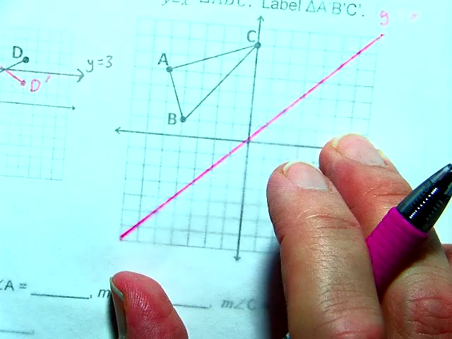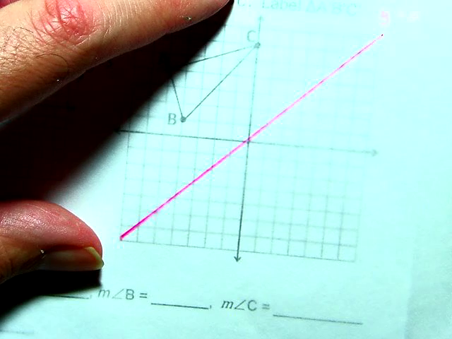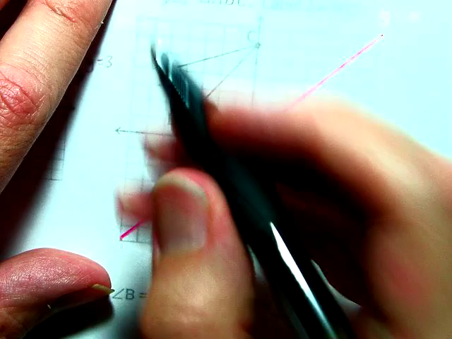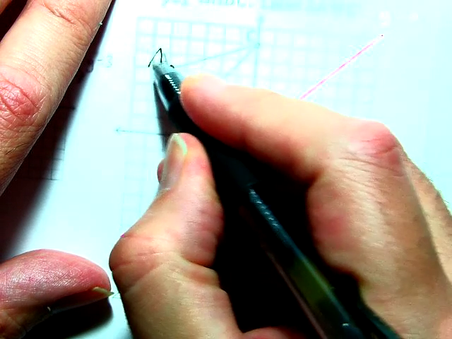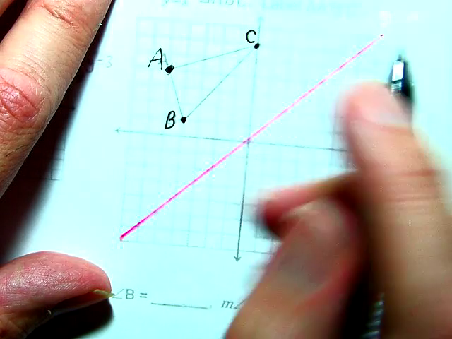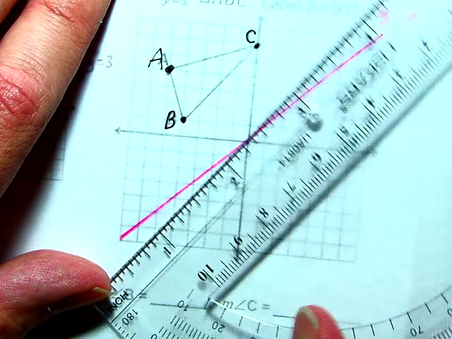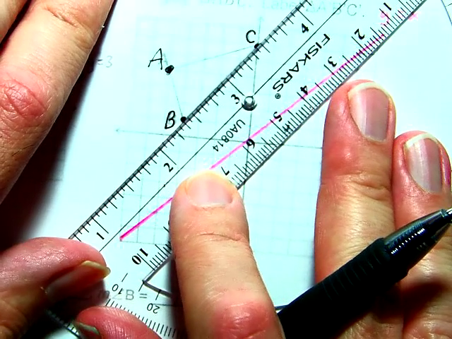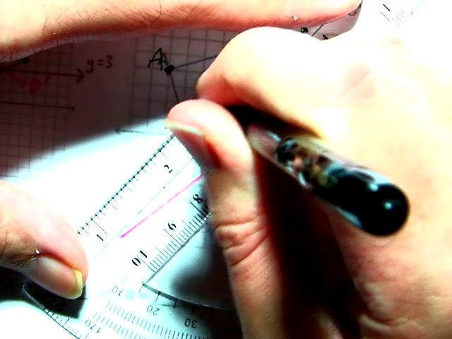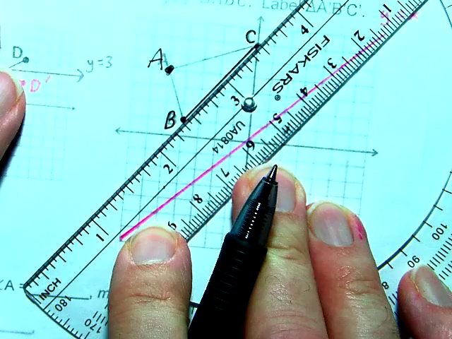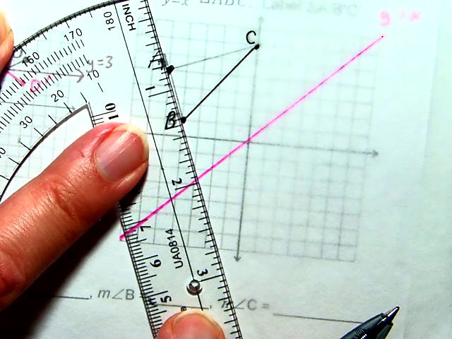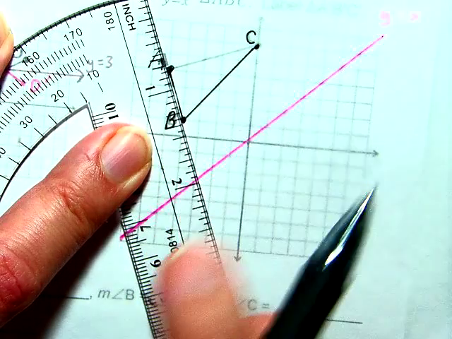Okay, and then keeping the patty paper still, we're going to mark down the locations of point A, point B, and point C. This is A, this is B, this is C. We can draw our lines: BC, AB, and AC.